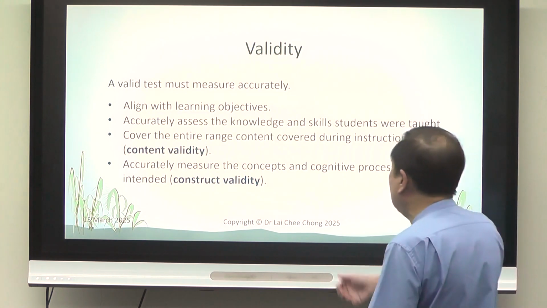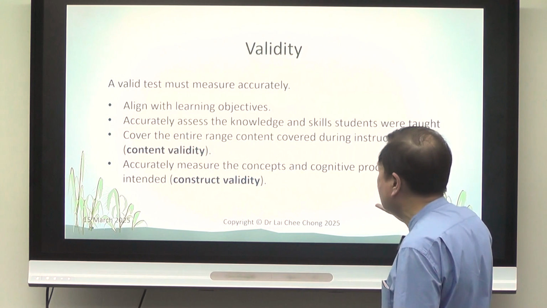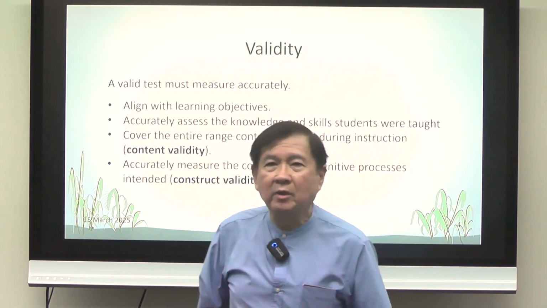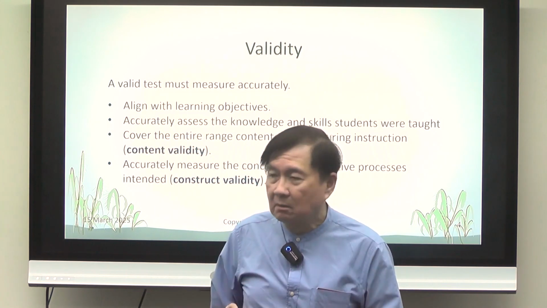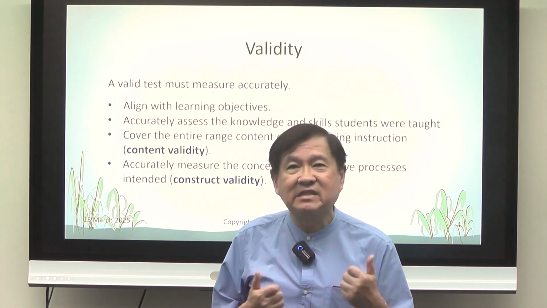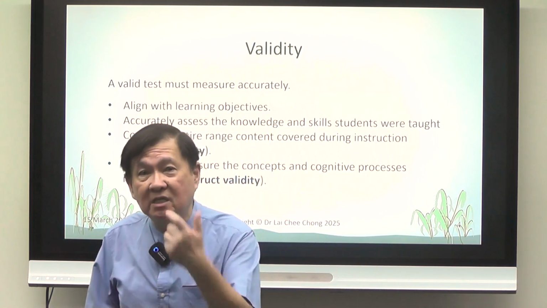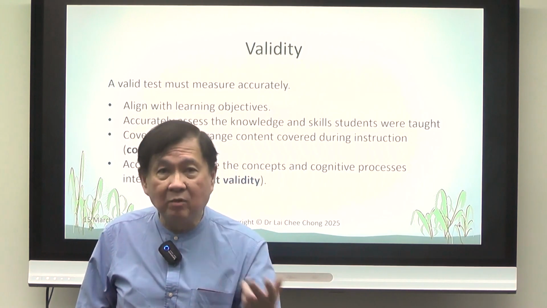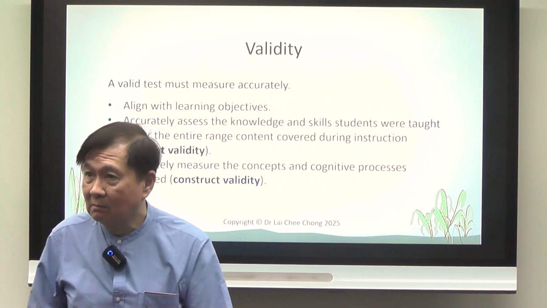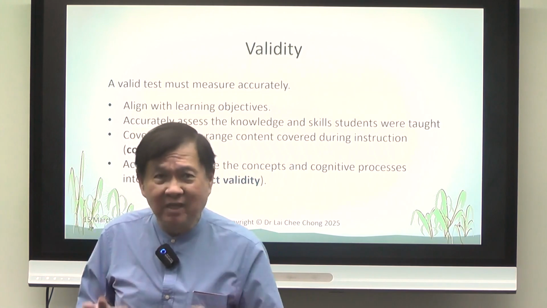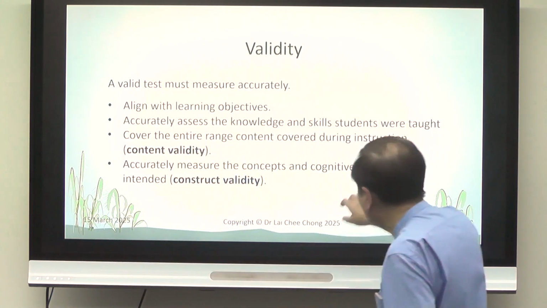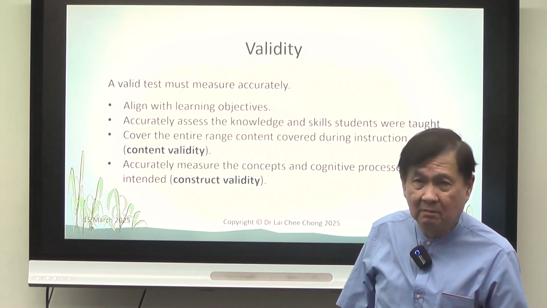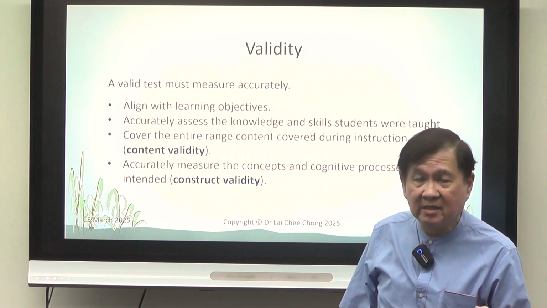Now, you also want to measure the concepts and cognitive processes that are intended. For example, in mathematics, we want not only that they can understand the concept, but can they handle problem solving skills, reasoning skills, which are required both in math and science. How about language? How they organize their thoughts when writing an essay, for example. So these are the kinds of skills. These are what we call cognitive processes, thinking skills, problem solving skills. It's a skill you want to assess.